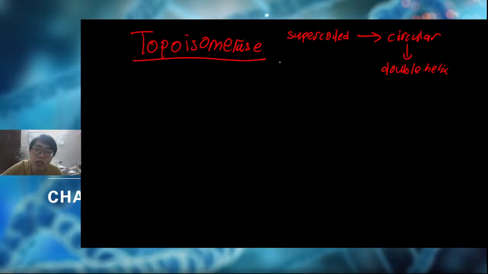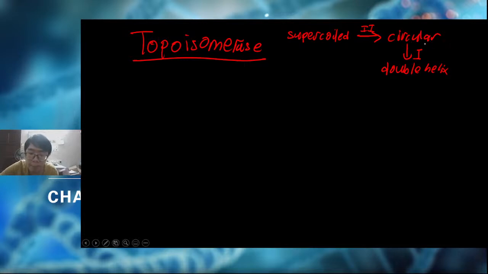So topoisomerase, if you have read other genetic reference books, which are not the normal biology book because those ones do not talk in too much detail, there are two types of topoisomerase. Type 1 is responsible to relax the circular form of DNA into double helix form. Type 2 is the enzyme responsible to change the supercoil DNA into the more relaxed circular DNA.